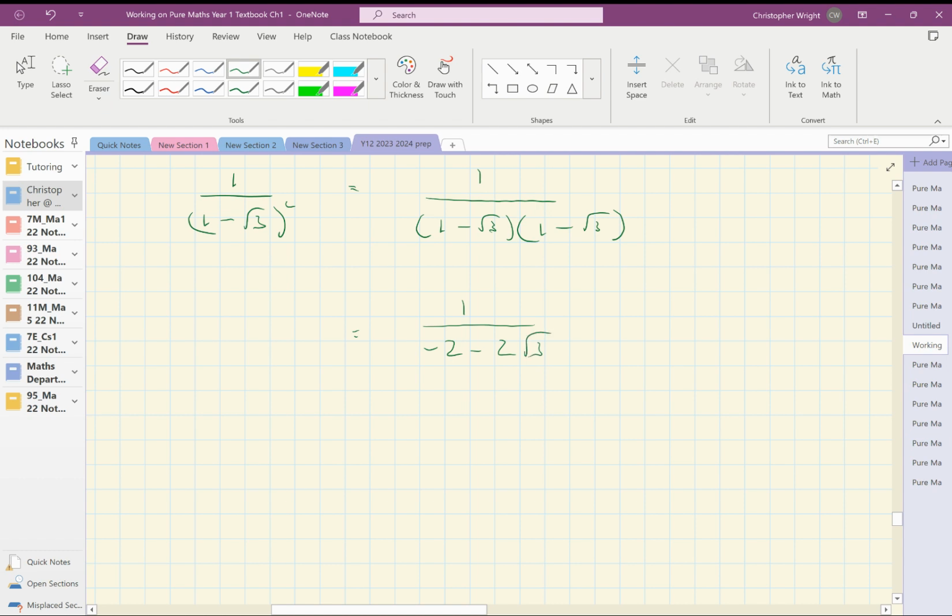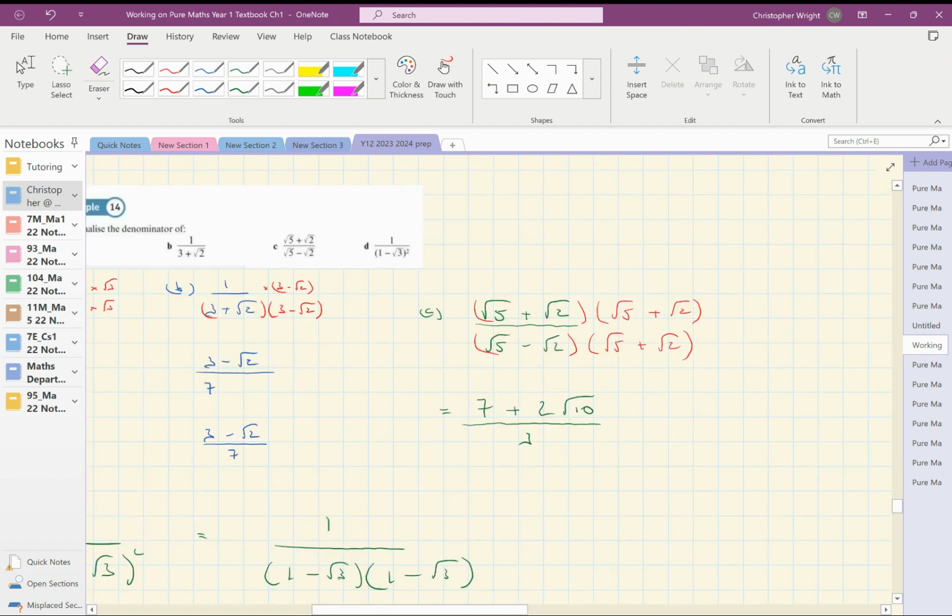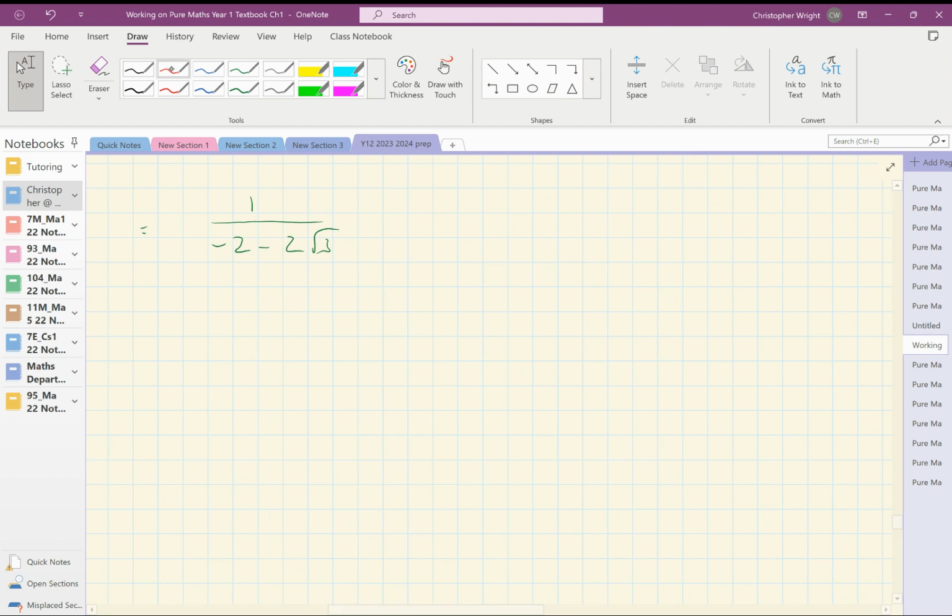Okay. Right, I'm going to have to multiply top and bottom of that fraction by something to rationalise the denominator. So I'm going to multiply the top, a whole 1, and the bottom by minus 2 plus 2 root 3. So on the top, the numerator, I'm simply going to have 1 times that bracket. Minus 2 plus 2 root 3.